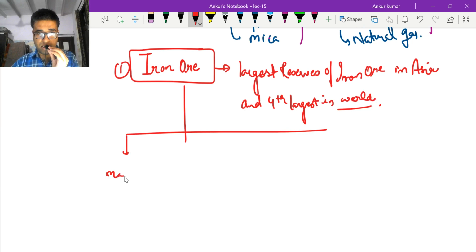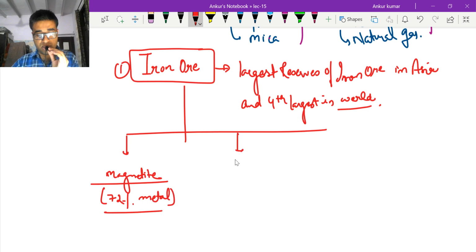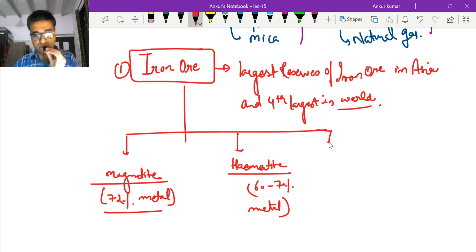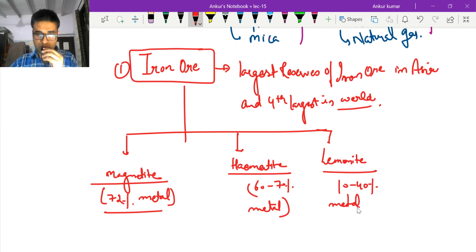The first is magnetite. This is the high quality iron ore in which 72% iron metal is present. The second one is hematite. In hematite, 60 to 70% metal is present. And the third iron ore is limonite. Limonite has 10 to 40% of the metal presence, right?